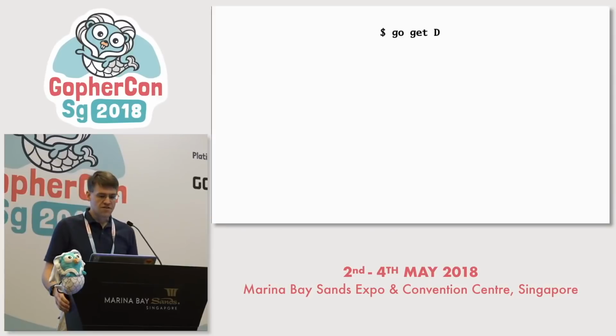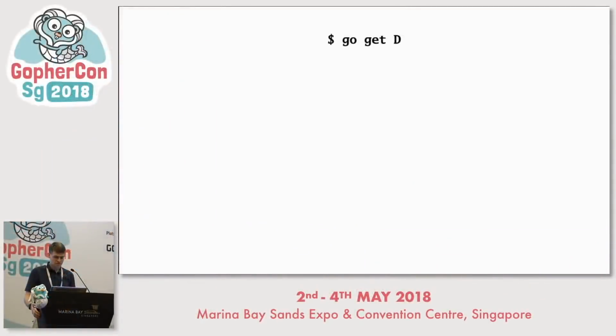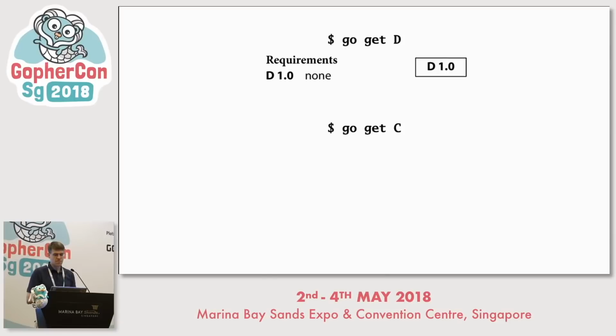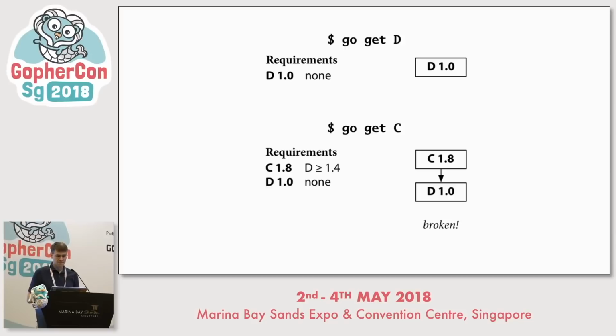Suppose we have a fresh Go installation, and we want to write a program that imports D. We run go get D. That looks up and downloads the latest version of D, which right now is 1.0. It builds, we're happy. Now suppose a few months later we need C. We run go get C. That looks up and downloads the latest version of C, which is C 1.8. C imports D, but go get finds that it already has a downloaded copy of D, so it reuses that copy. Unfortunately, that copy is D 1.0, and C needs a feature or maybe a bug fix introduced in D 1.4. So C is broken because the dependency D is too old.